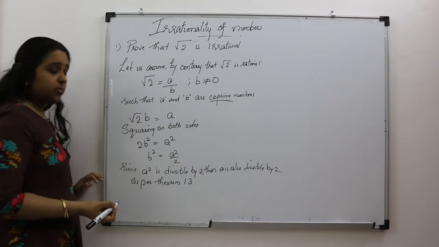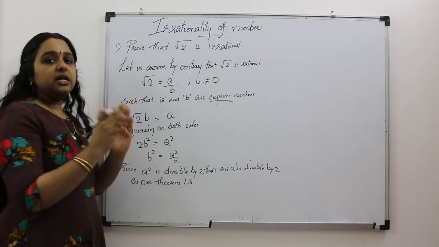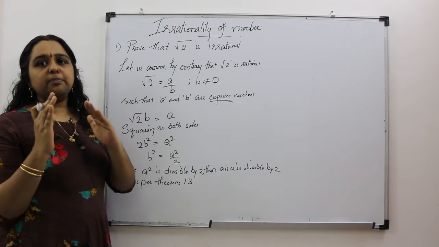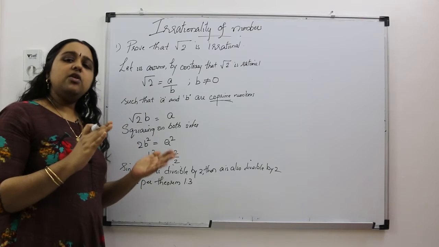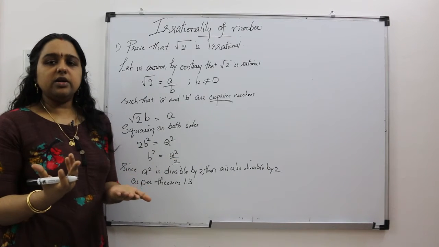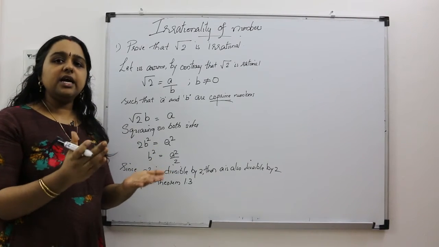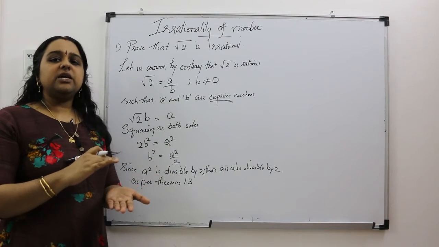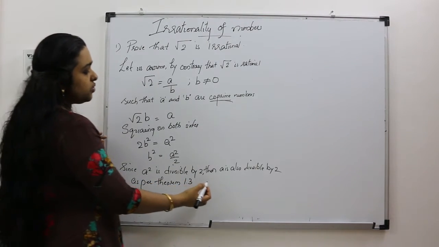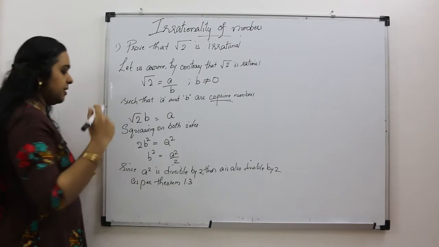Theorem 1.3. There is one theorem 1.3 in your textbook. As per that theorem, if a square is divisible by p, a prime number, then a will also be divisible by that prime number. There is no doubt in that. If the square of a number is divisible by a number, then definitely that number also will be divisible by that number. Okay. Since a square is divisible by 2, then a is also divisible by 2 as per theorem 1.3.